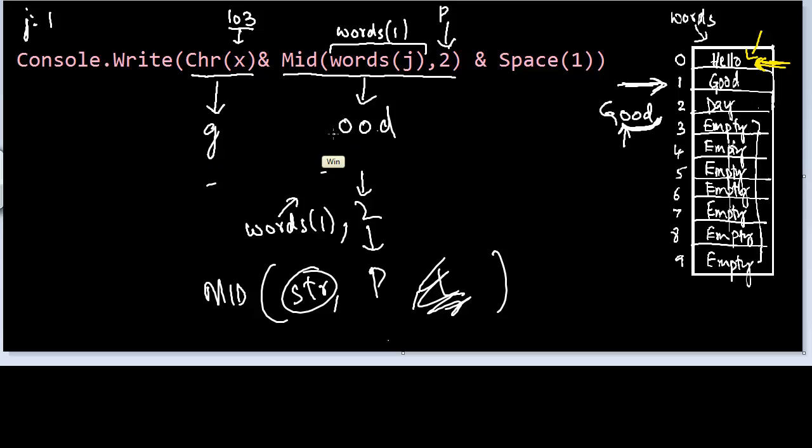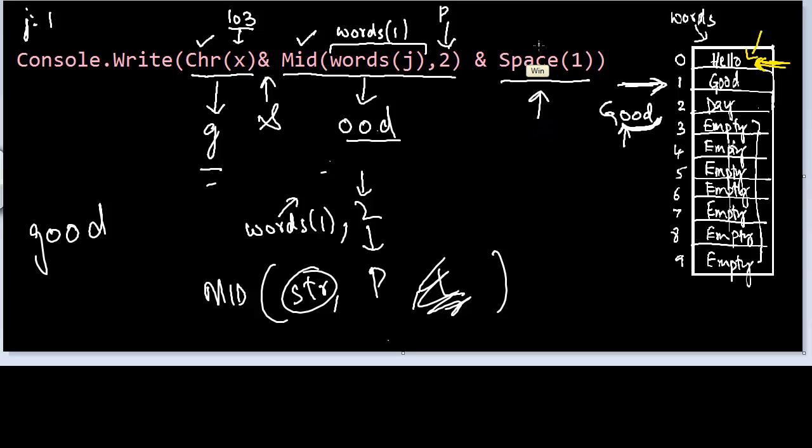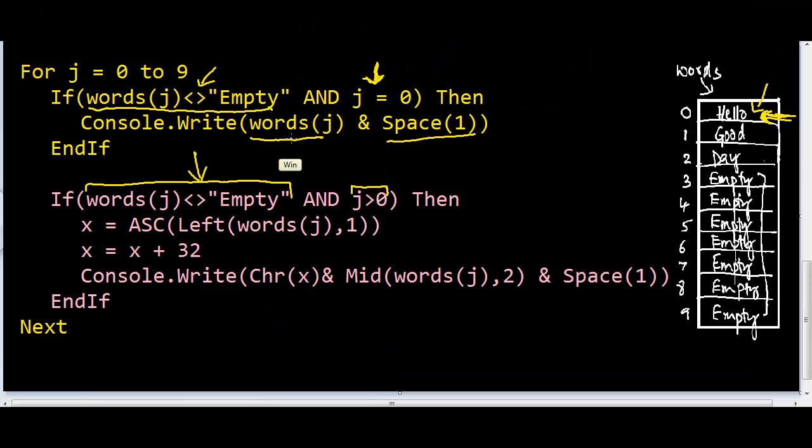Now these two are going to be joined together, because we have this joining operator in between them. So this function executes first, g is returned, this function executes second, OOD is returned, and these two are joined together. So what we have is Good displayed in the output. And then this is the third function that executes. This space is output, so there's going to be a space here. So this is what happens when j equals 1.